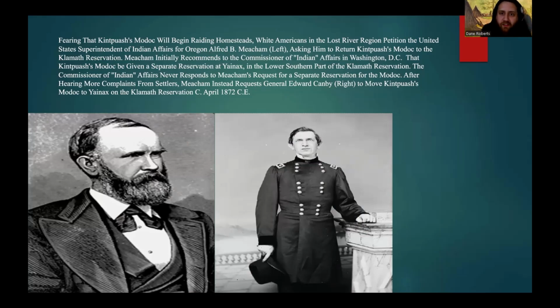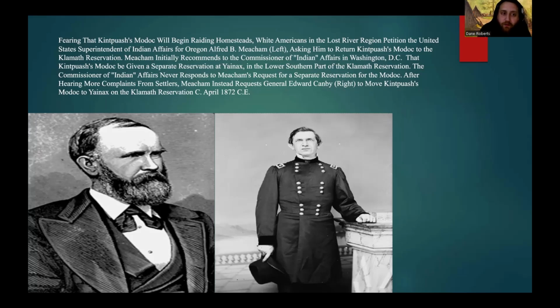Meacham, asking him to return Kent Puash's Modoc to the Klamath Reservation. Meacham initially recommended to the Commissioner of Indian Affairs in Washington, D.C., that Kent Puash's Modoc be given a separate reservation at Yinax in the lower southern part of the Klamath Reservation. The Commissioner of Indian Affairs never responded to Meacham's request for a separate reservation for the Modoc.